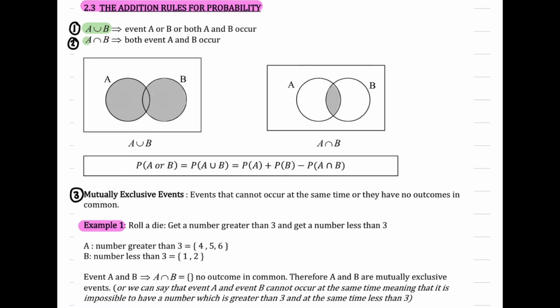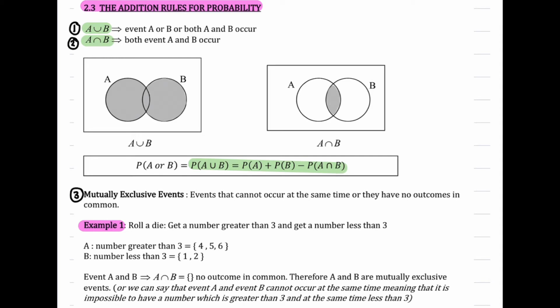The second one is A intersection B. A intersect B is that both events A and B occur. So the shaded area is only the intersection part. This is the Venn diagram illustrating A intersect B. And you have the formula for the addition rule, which is P(A union B) is equal to probability of event A plus probability of event B minus probability of event A intersect B. This one we call the formula of the addition rule.